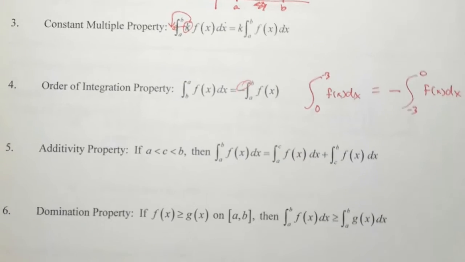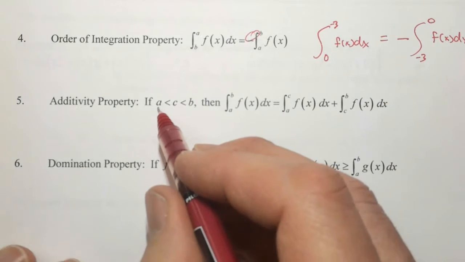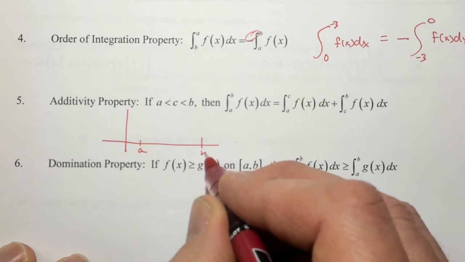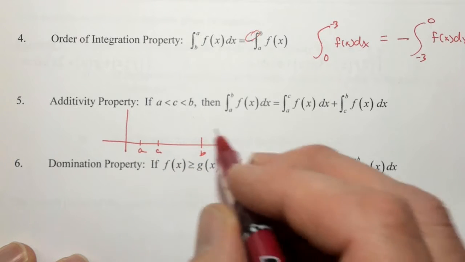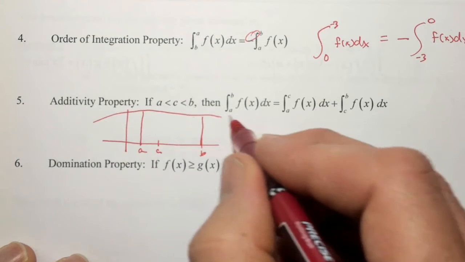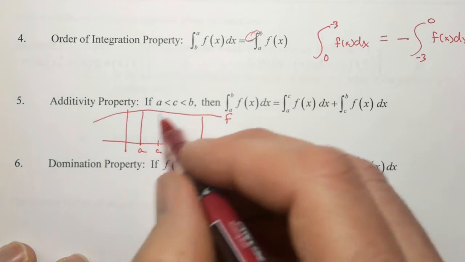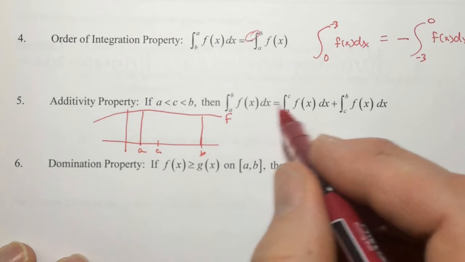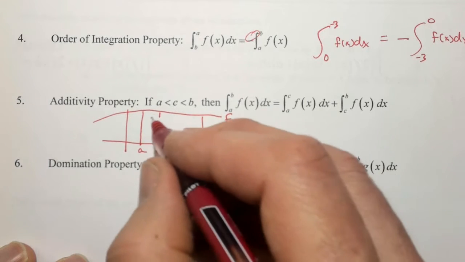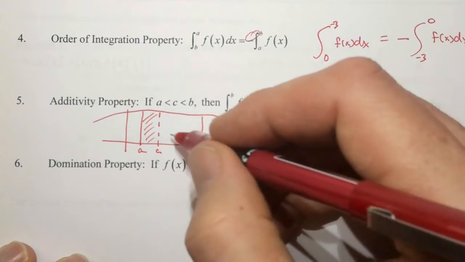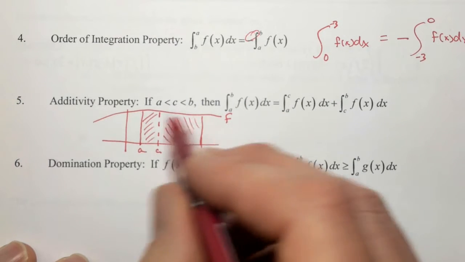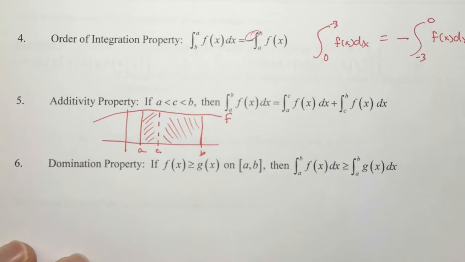The additive property is a pretty cool one. It basically says that we've got a and b again, and we have c that's somewhere in between. So here's a, here's b, and c can be somewhere in between. So if we want the integral from a all the way to b, let me make our function here. There's f of x. If we want this whole region, well, it's going to be equal to the sum of the two parts. The first part is what's before c, and the second part is what's after c. And if we add the first part to the second part, then we get the whole thing. That's known as the additive property.